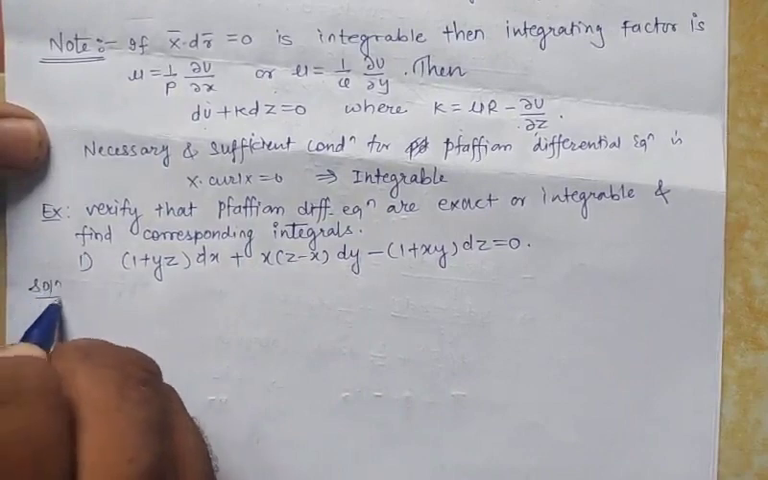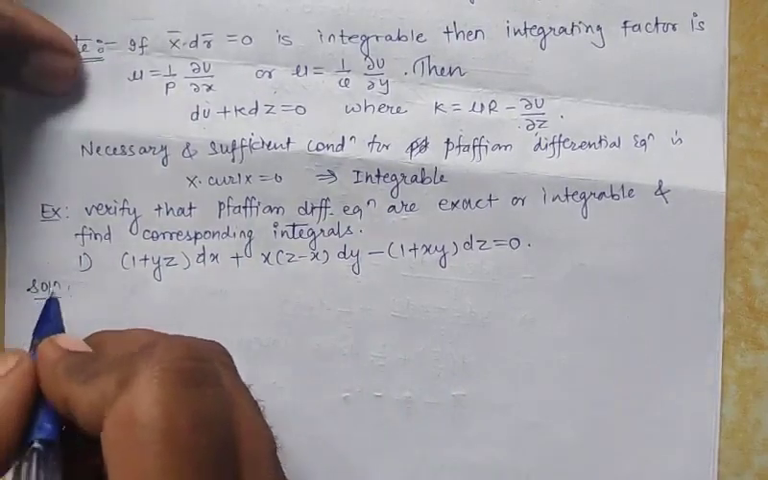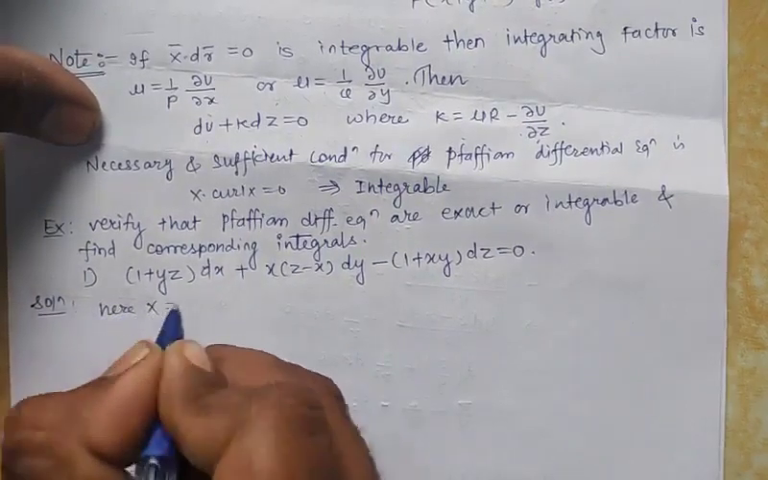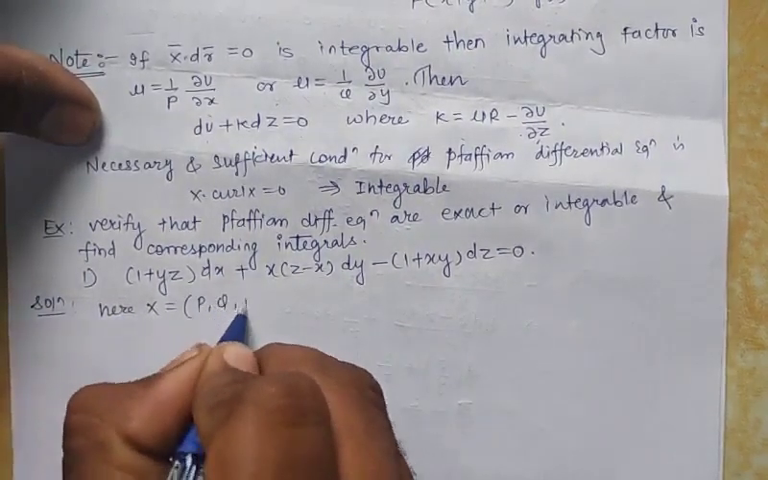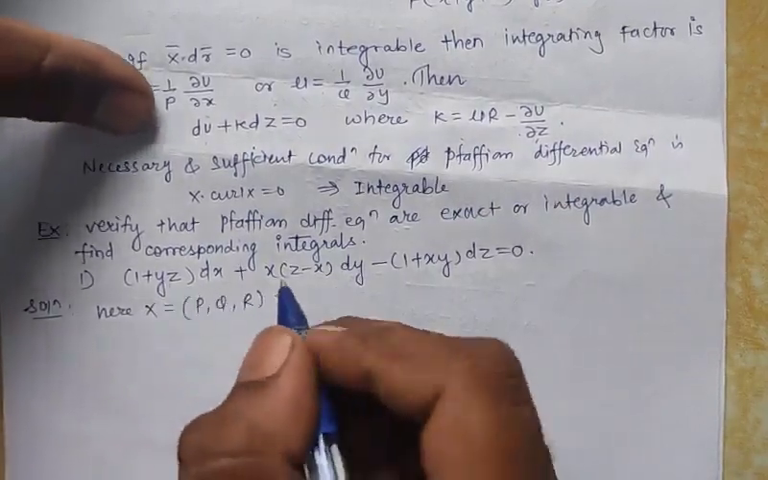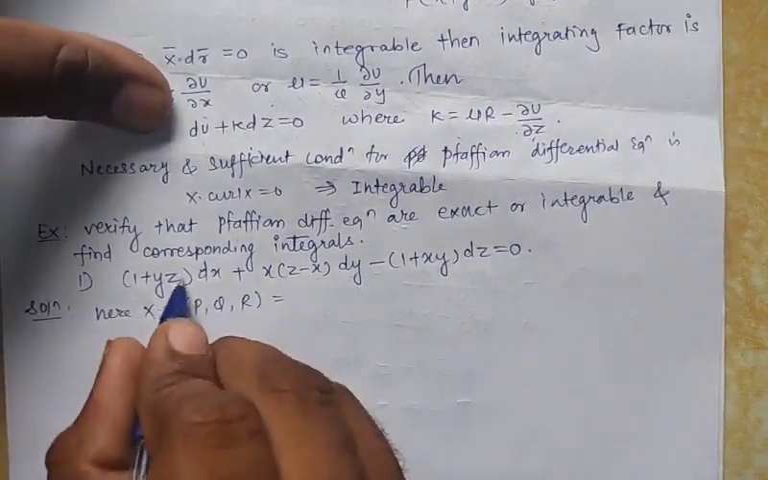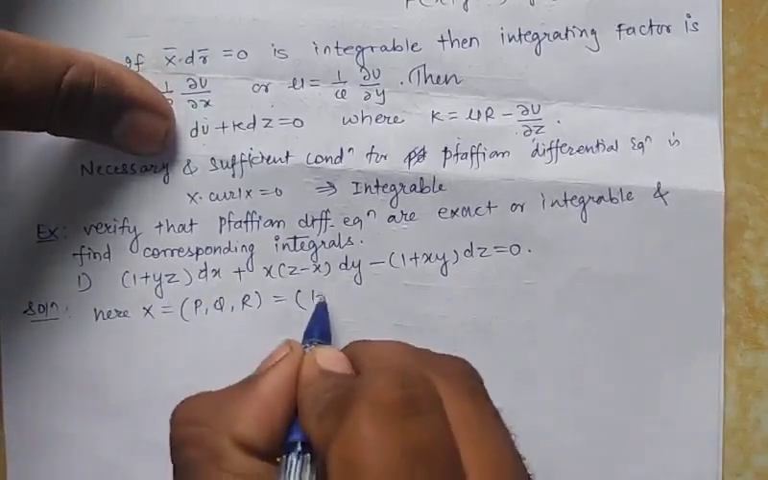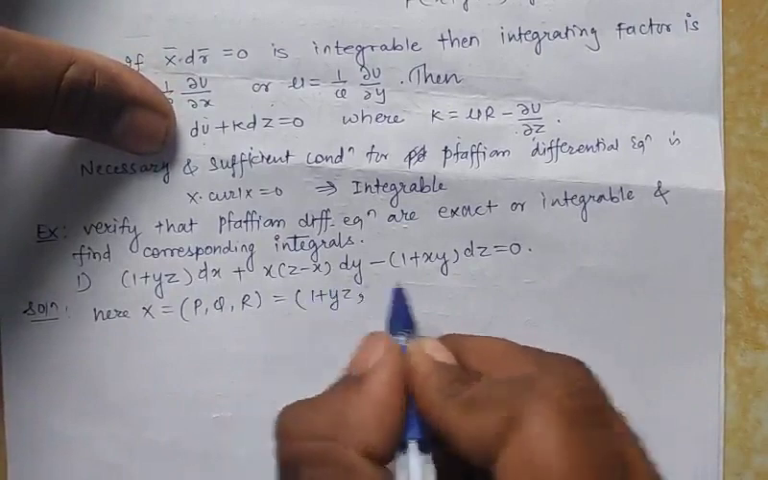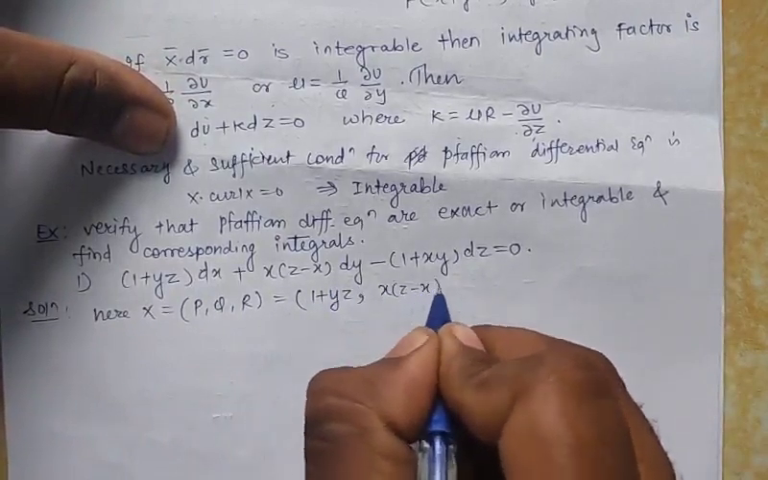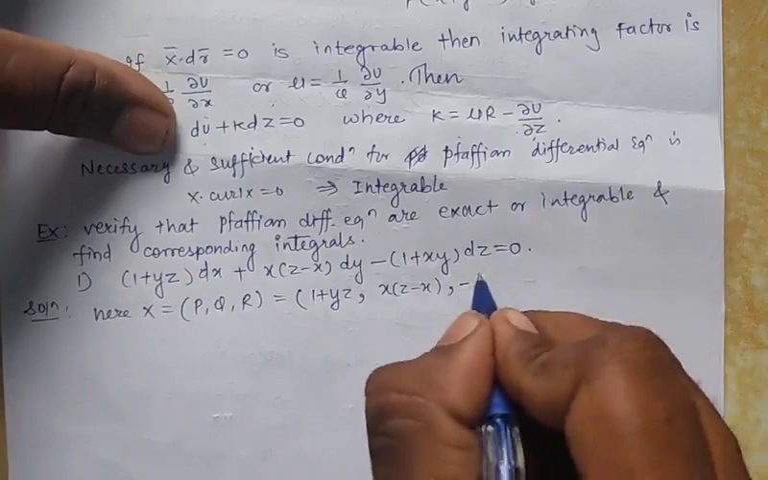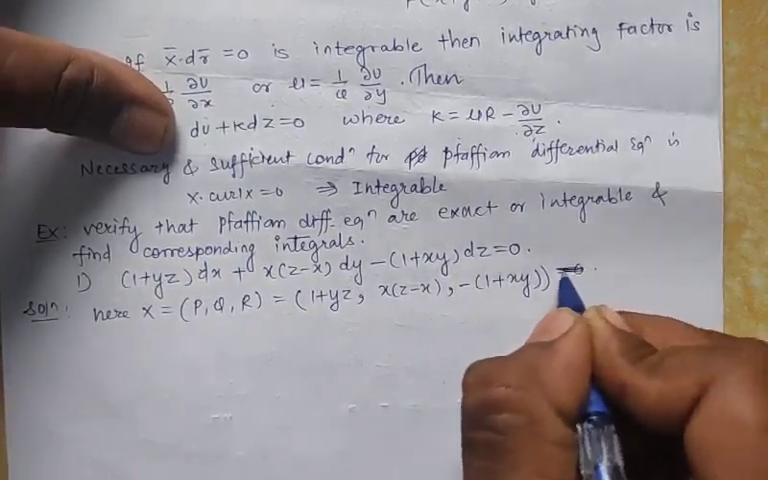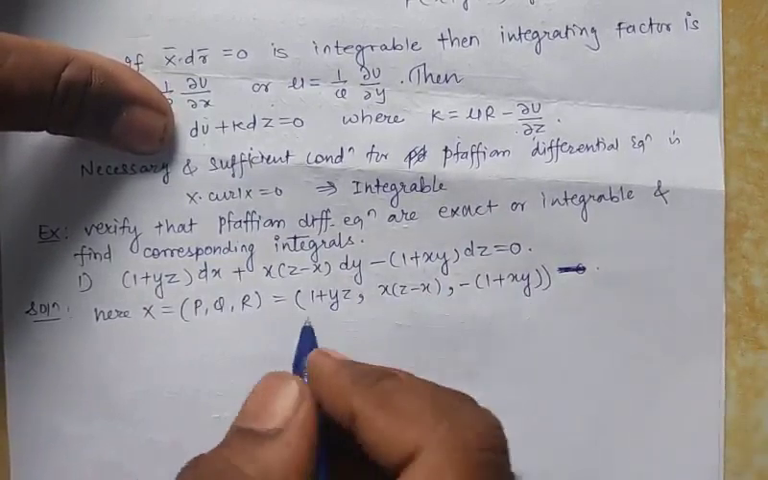So here first, what are the values of p, q, r? Our X here is (p, q, r), and the Pfaffian differential equation is of the form p dx + q dy + r dz. So p is 1 + yz, q is xz − x, and r is −1 + xy.